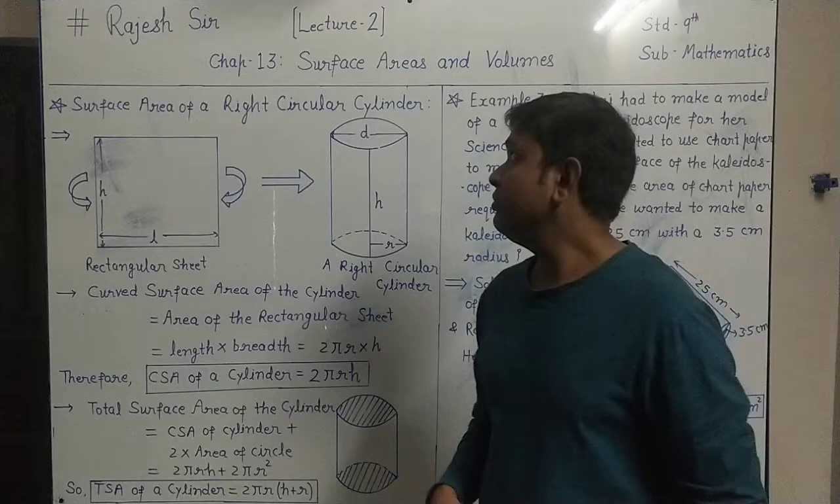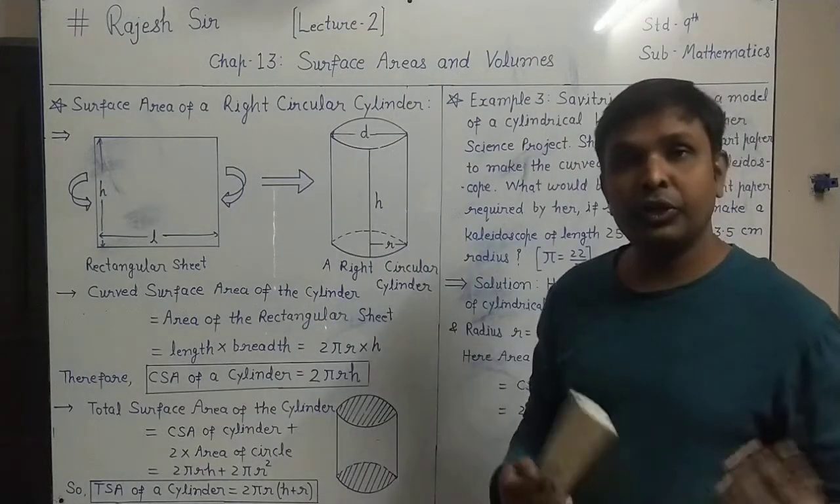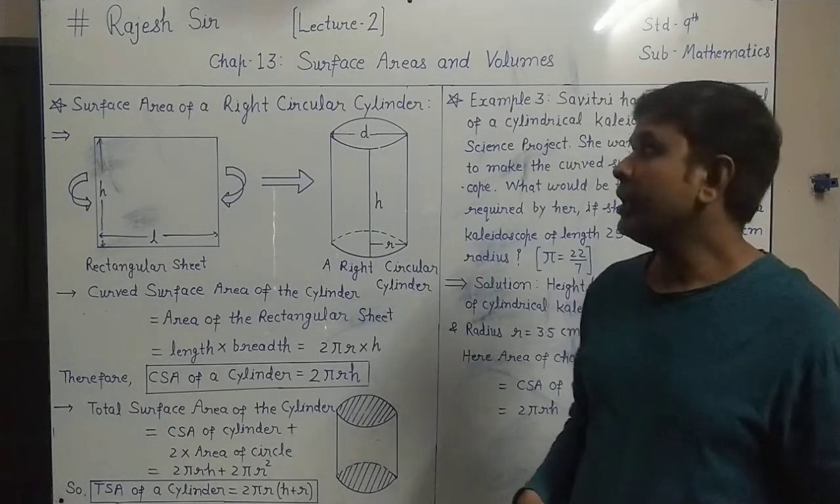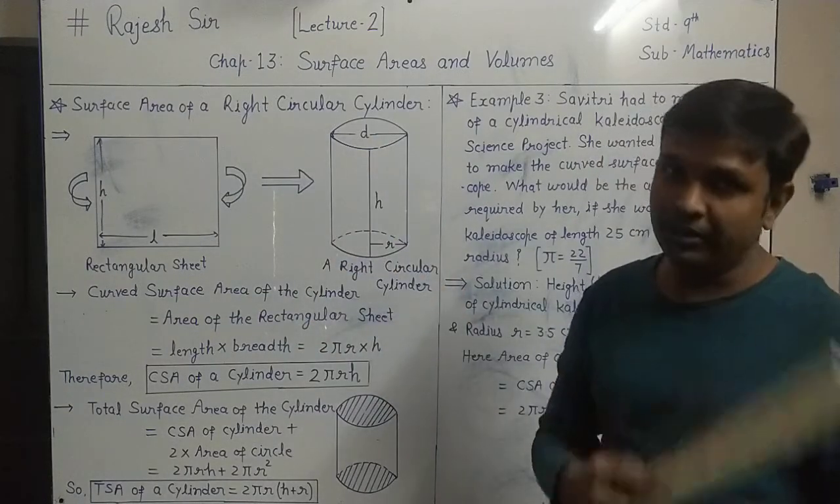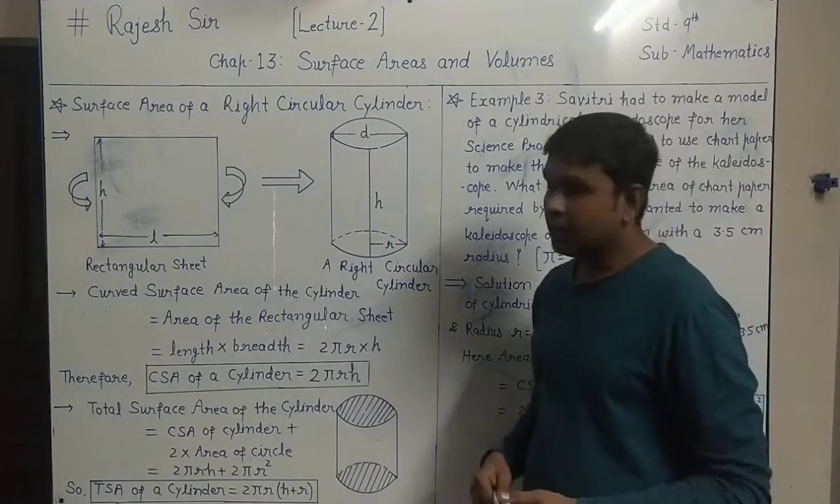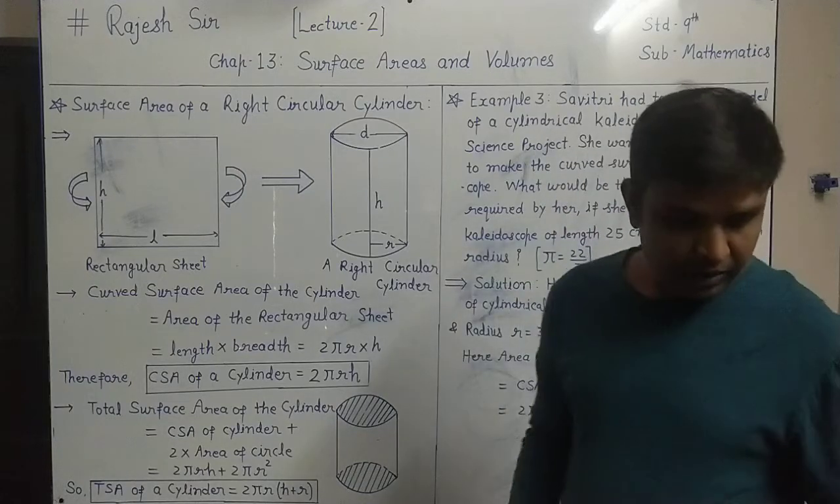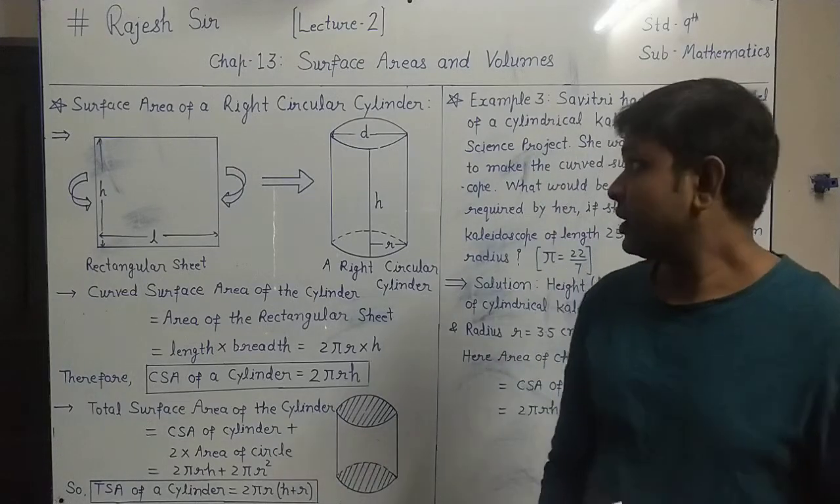In lecture number 1, we have seen the surface areas of a cuboid and of a cube. In this lecture, we will see the surface area of a right circular cylinder. For this, we will do one activity first.